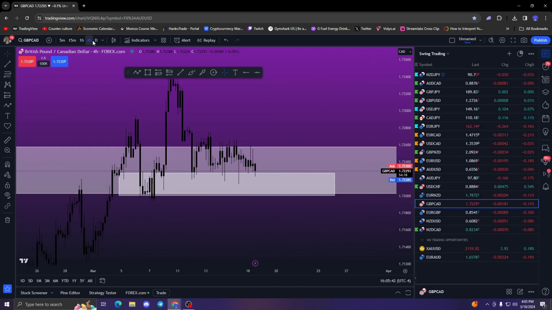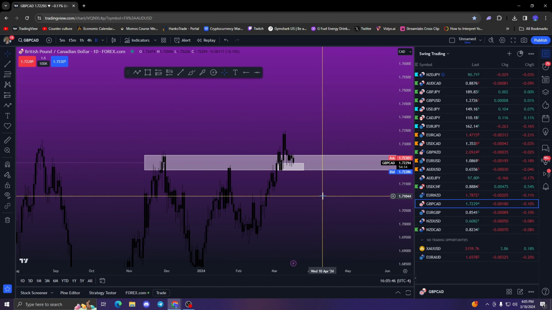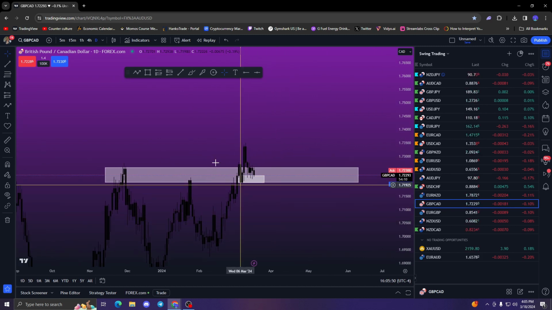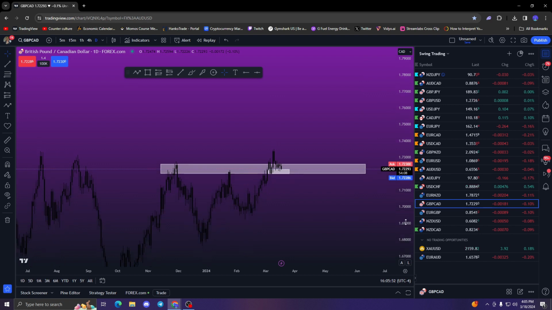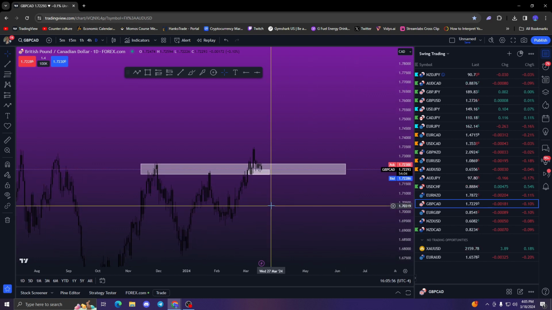This could still work out for buys. It could. I'm not saying that it won't work out at all. This could still just go up. From the daily perspective, it looks better. But I don't think I'll be taking any buys, to be honest with you. I don't think I will be at all.